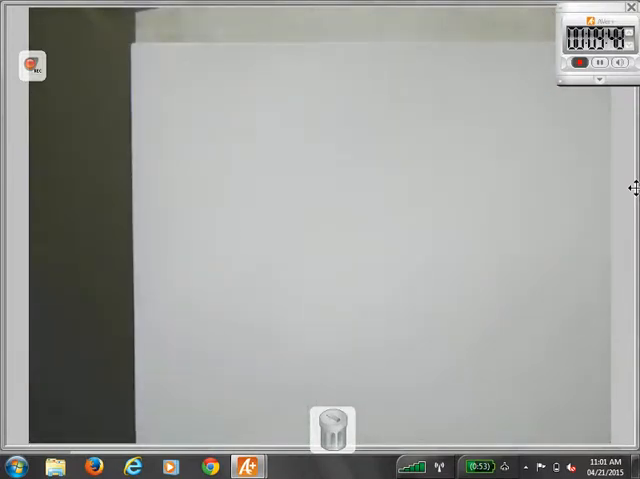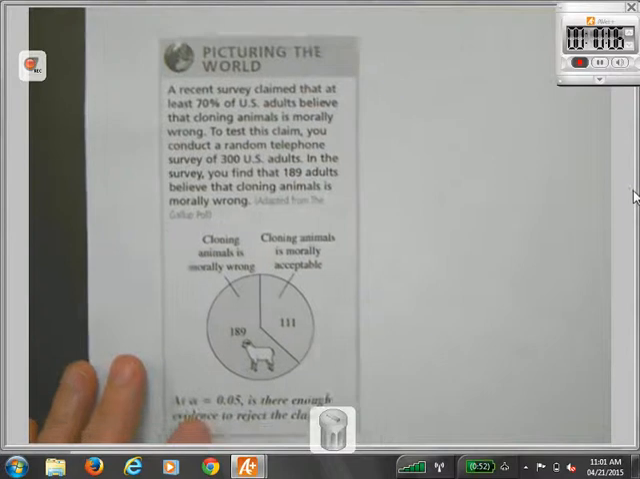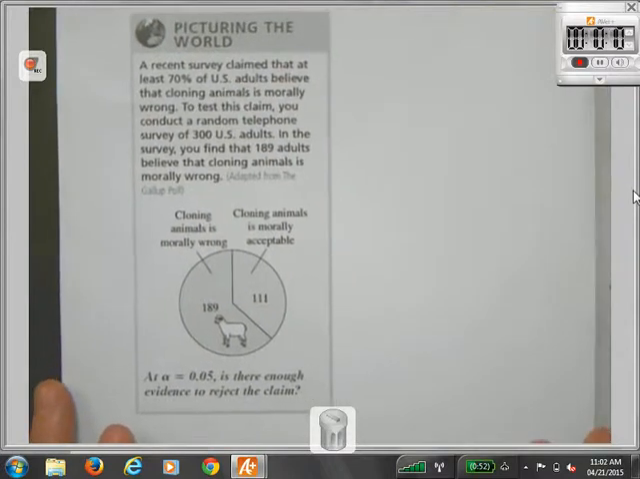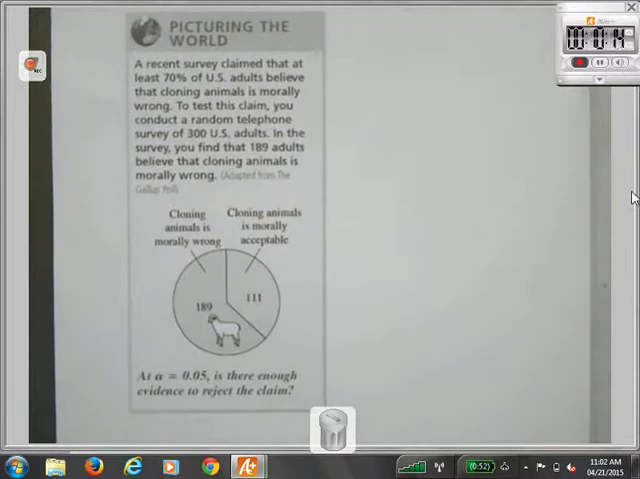Sometimes your problems are going to look like, well, not a blank piece of paper. Like this. So a little graph and a little bit of information. A little animal in the graph should draw your attention, right?